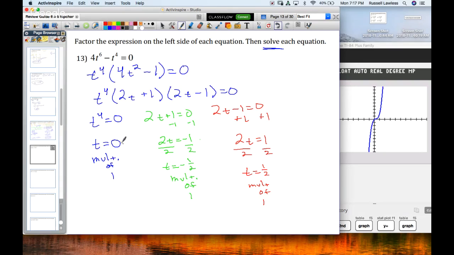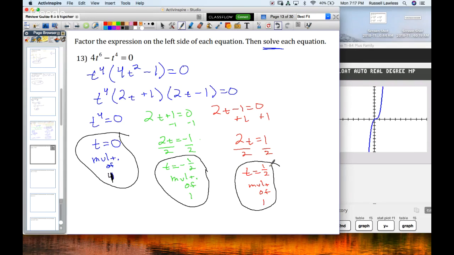So our final answer is t is equal to 0 with a multiplicity of 1. Or not 1, that should be a multiplicity of 4 because it happens 4 times. t is equal to negative 1/2 with a multiplicity of 1, and t is equal to 1/2 with a multiplicity of 1. And so let me just correct that real quick with the blue.